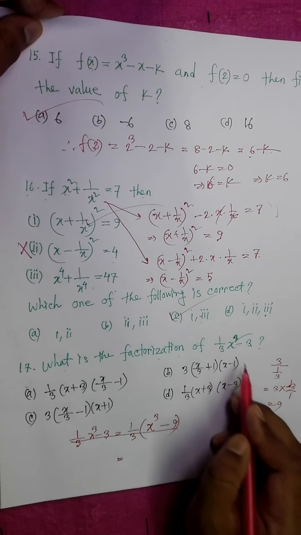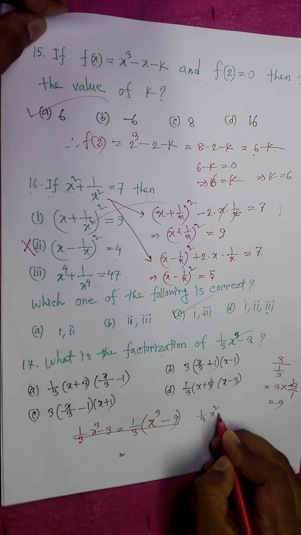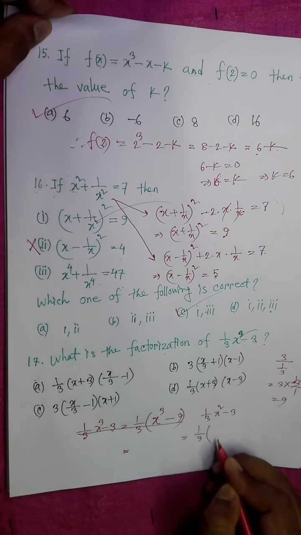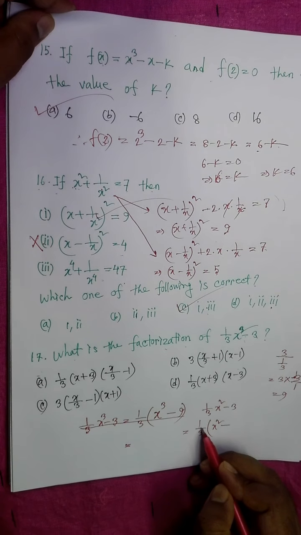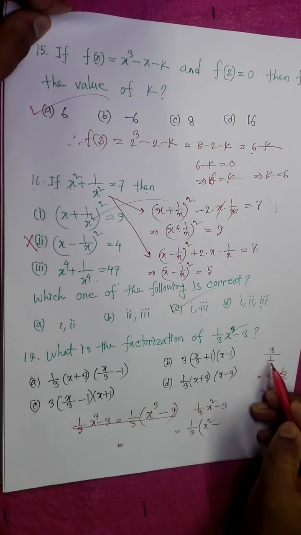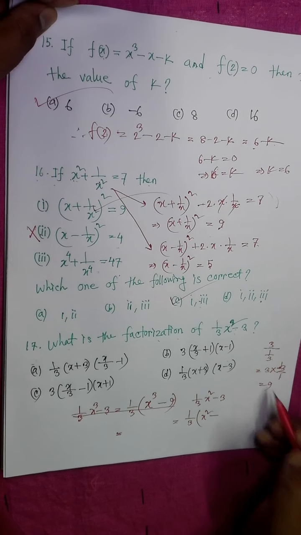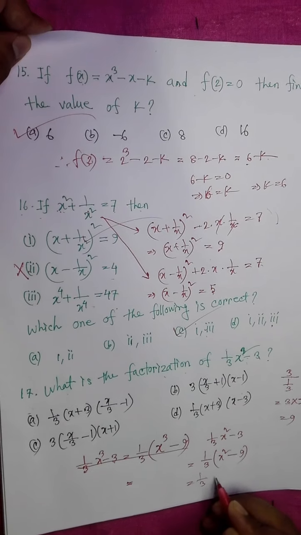Let's try to solve this. Here 1 by 3 x square minus 3. At first we take common 1 by 3. Then the first term becomes x square, then minus. If we take common 1 by 3 from 3, it becomes 3 by 1 by 3. So 3 into 3 by 1, that is 9. So it becomes 9.